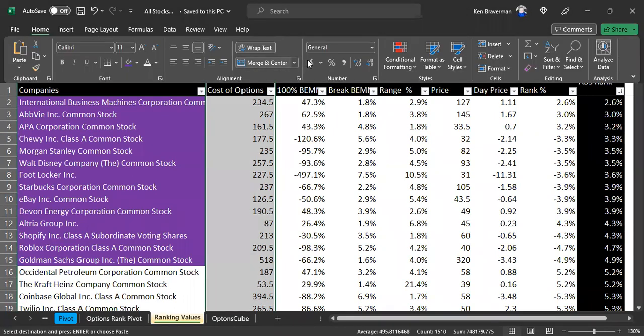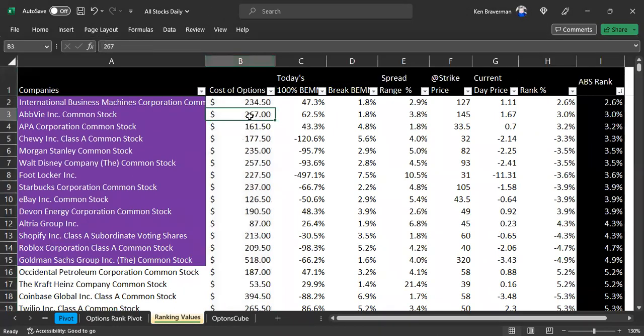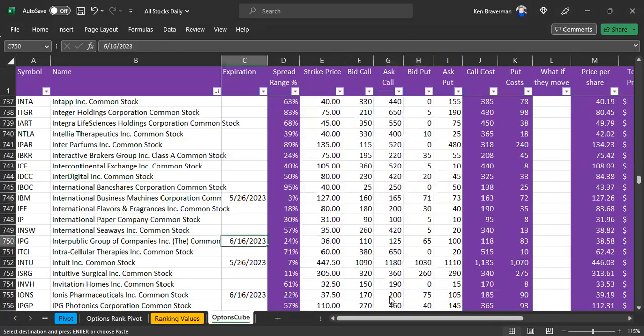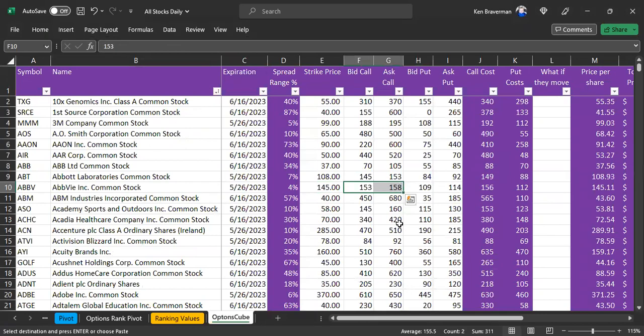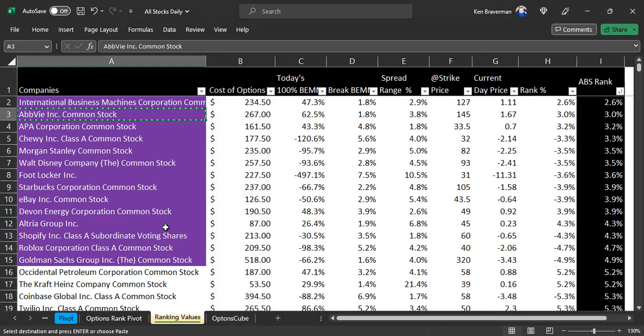Anytime you're paying 200-something dollars to straddle a company, buying a call and a put, the sum of the call and the put is 267, right? It's saying you're going to get the call for somewhere around 156 bucks and the put for like 112 bucks. You add those together and you get about 267.